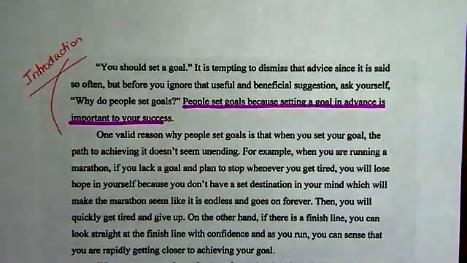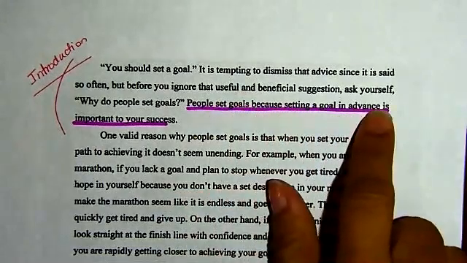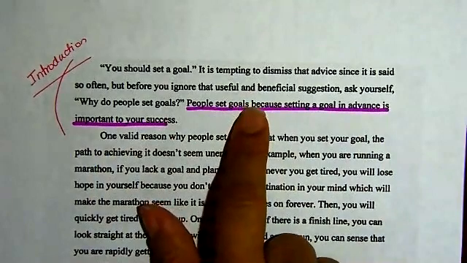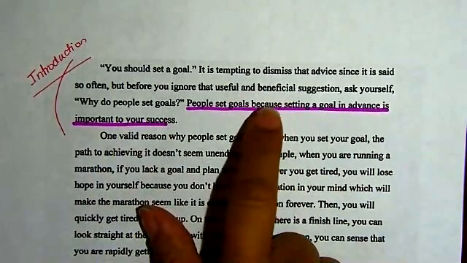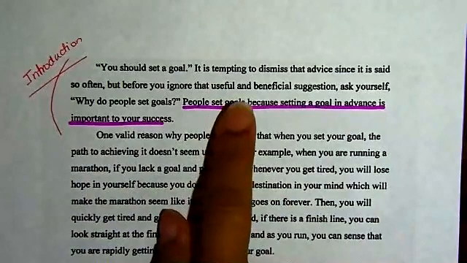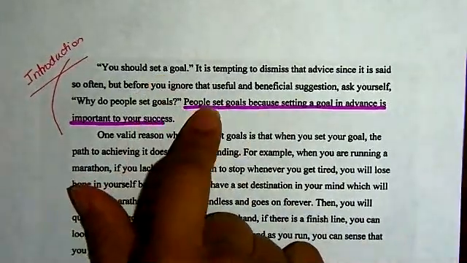So the prompt to this essay is: write an expository essay explaining why setting a goal is important. And this student wrote, people set goals because setting a goal in advance is important to your success. This is the first thing that you write or plan before your essay, because this whole essay is going to be based on that idea right there. Because even the hook connects to the controlling idea.